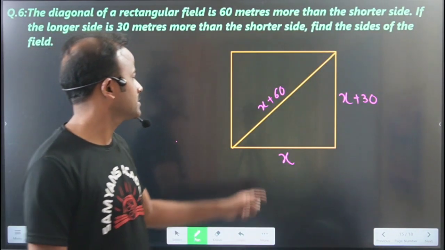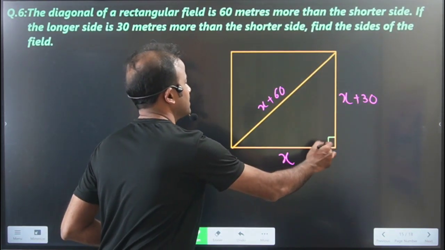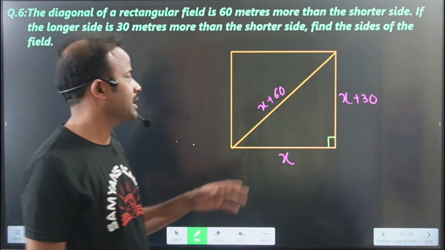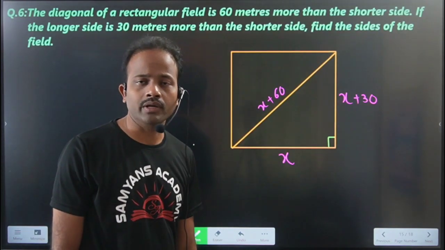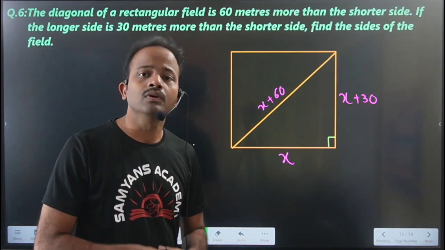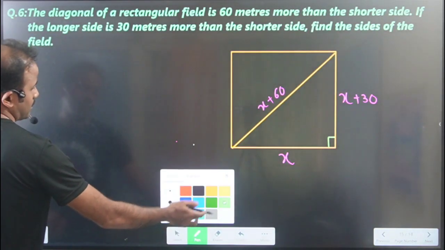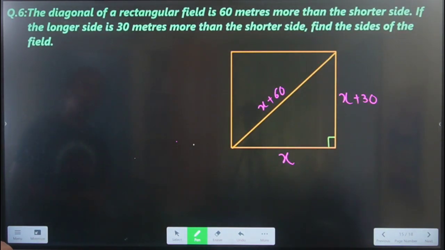Okay, after that, this is a right angle triangle. In a rectangle, what do we have? 90 degrees, right? So this we can assume as a right angle triangle. In a right angle triangle, apply the Pythagoras theorem, then you will get the x value. Okay, pause the video and try to solve it. Okay, do it now.